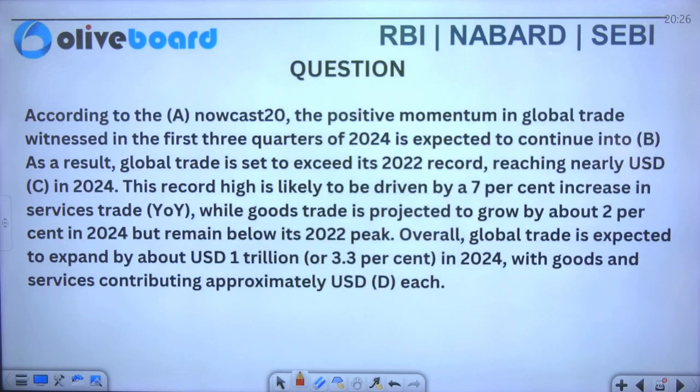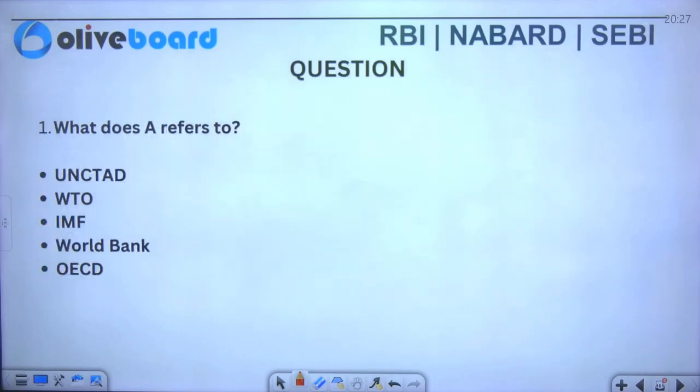Now a question for all of you. According to A forecast 2024, the positive momentum in global trade witnessed in the first 3 quarters of 2024 is expected to continue into B. As a result, global trade is set to exceed its 2022 record, reaching nearly USD C trillion in 2024. This record high is likely to be driven by a 7% increase in services trade, while goods trade is projected to grow by about 2% in 2024 but remain below its 2022 peak overall. Global trade is expected to expand by about USD 1 trillion in 2024, with goods and services contributing approximately USD D each. Now you have to tell me what refers to A.